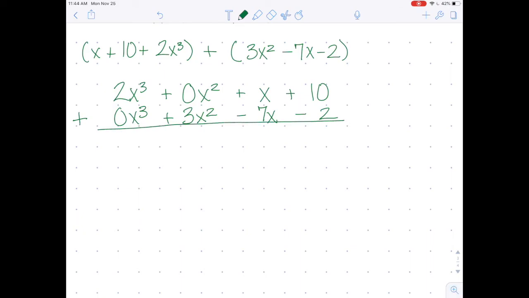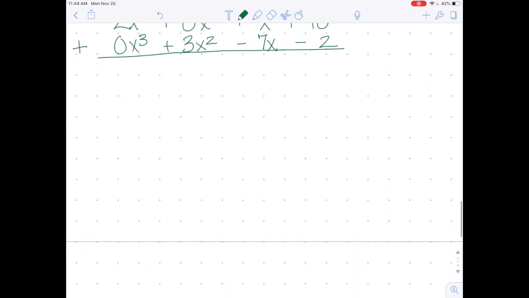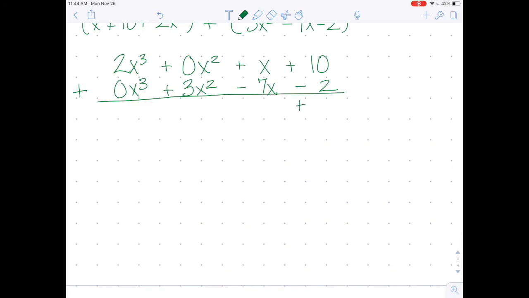Okay, so now we can add these together. We've got 10 plus a negative 2 is a positive 8. Positive 1x plus a negative 7x is a negative 6x. 0x squared plus 3x squared is positive 3x squared. And 2x cubed plus 0x cubed is still positive 2x cubed. And that is how you add them together.